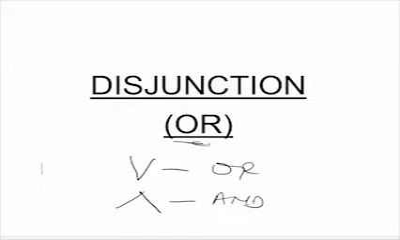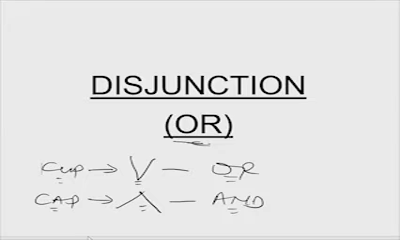Another name for this particular symbol is cap, and this other one is cup. This is the cup shape, this is the cap shape. So for disjunction we use "or", for conjunction we use "and". This is the symbol for disjunction, and here is the symbol for conjunction. Sometimes you might hear me say P cap Q or P cup Q, so you understand what I'm talking about.